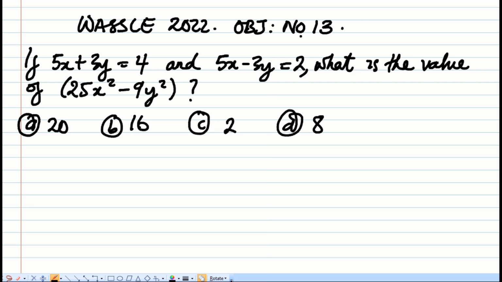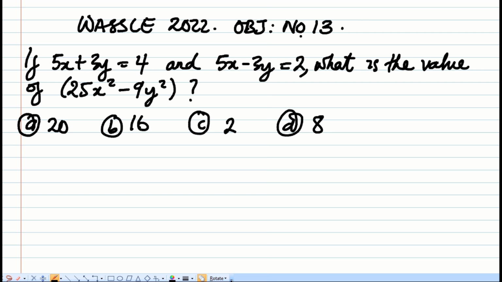We are going to be solving past questions on WAEC mathematics and physics. So this question was extracted from the WAEC 2022, and is the question OBJ number 13. Now the question says if 5x plus 3y is equal to 4 and 5x minus 3y is equal to 2, we are asked to find the value of 25x squared minus 9y squared.